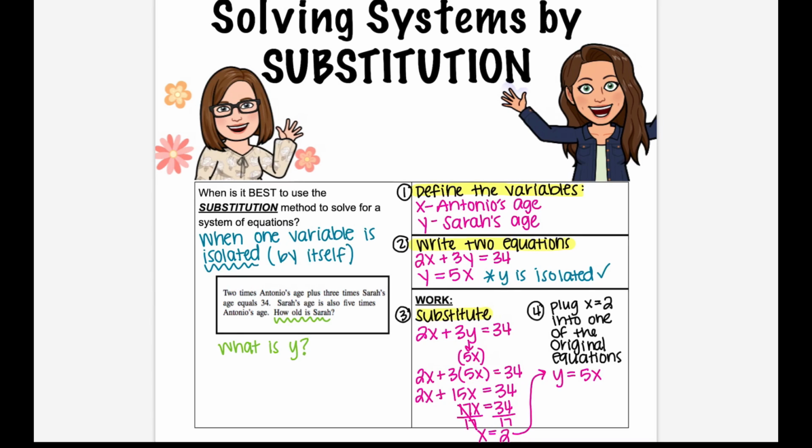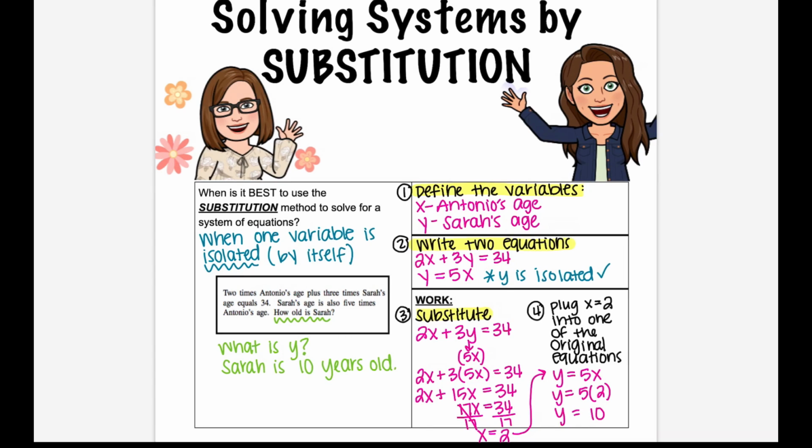So if x is 2, then we can take that and plug it in to this equation. You could plug it into the first equation. You'll get the same answer either way. It doesn't matter which equation you plug it into, but I'm picking the second one because I want to know what y is, and y is already by itself right here. So we're going to plug in 2 for x. So that gives us y equals 10. Okay, so I wanted to know what is y. y is equal to 10, so that tells us that Sarah's age is 10, or Sarah is 10 years old.